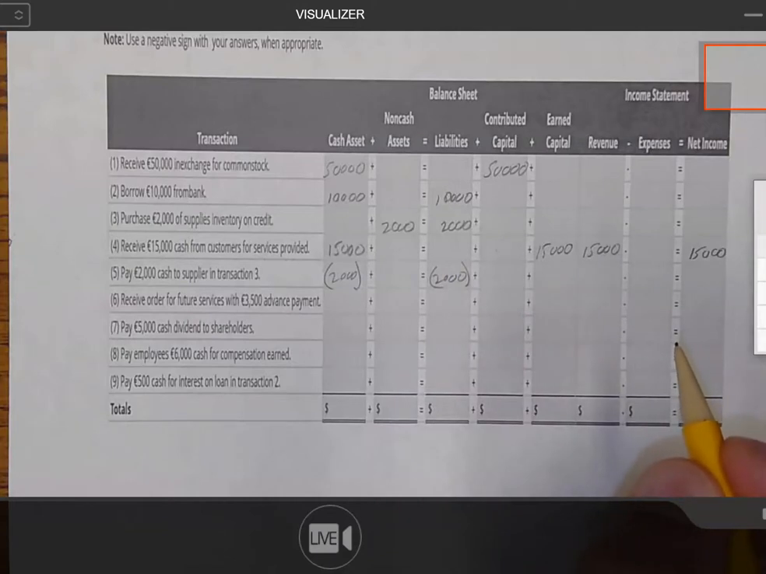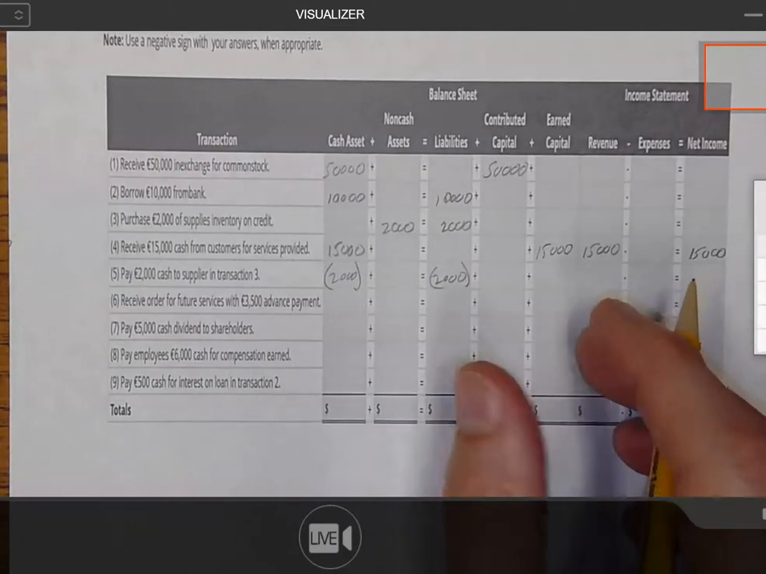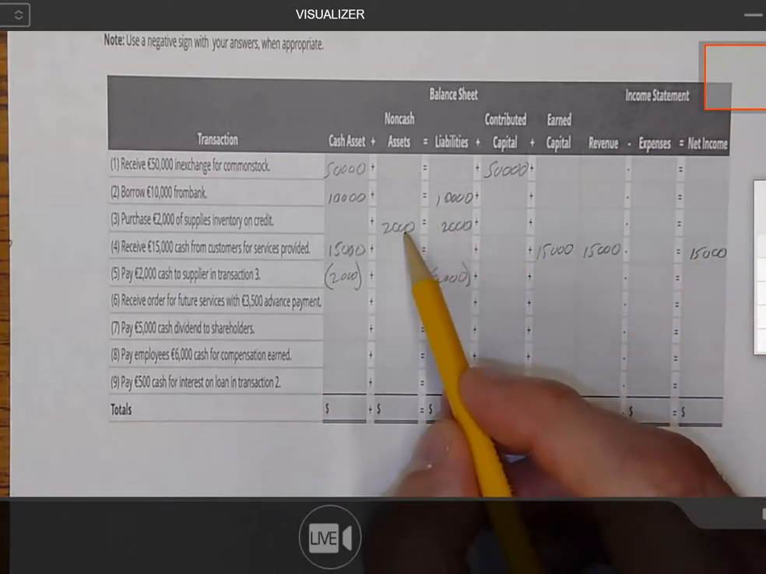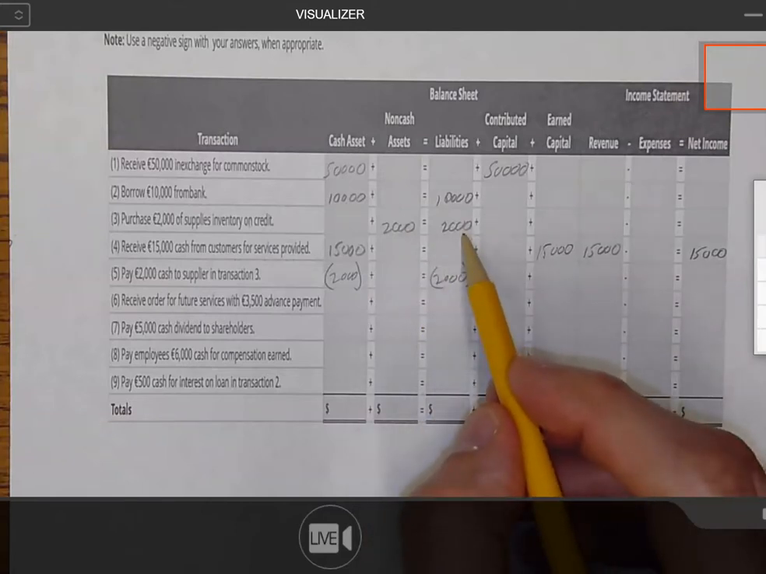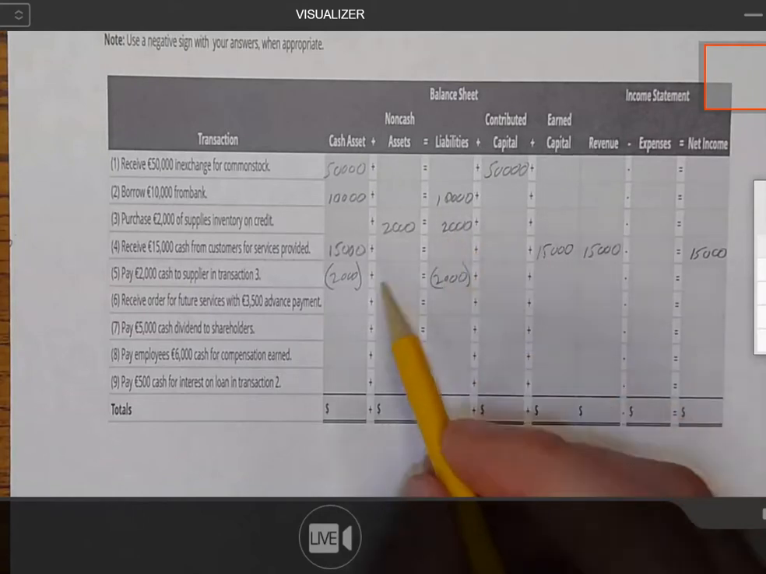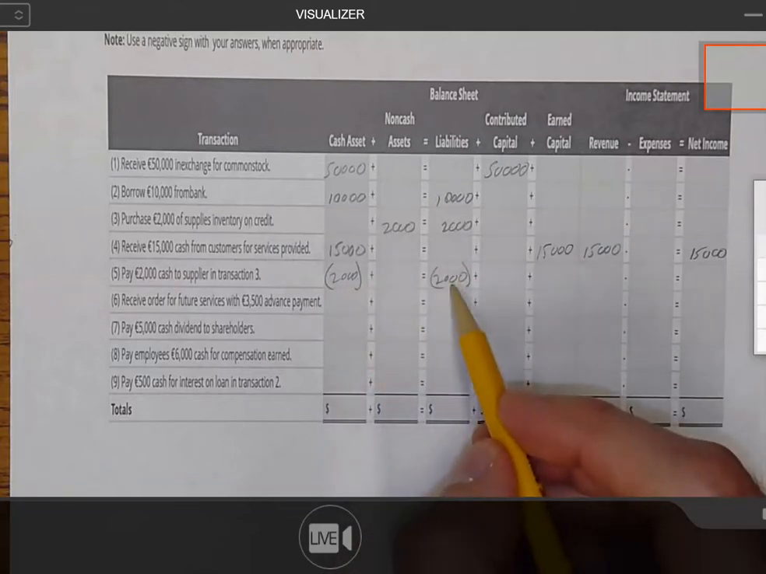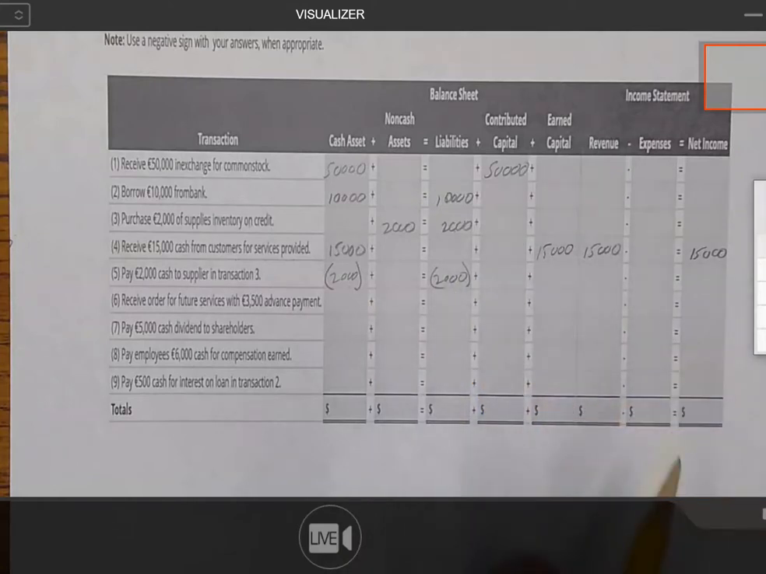So this transaction, just like the previous transaction, there was no impact on equity here because we went up with an asset and then we increased liabilities by the same amount. So there's no impact on owner's equity here. This transaction, we have an asset cash going down by $2,000, but then we have a liability going down by the same $2,000. So again, no impact on owner's equity.